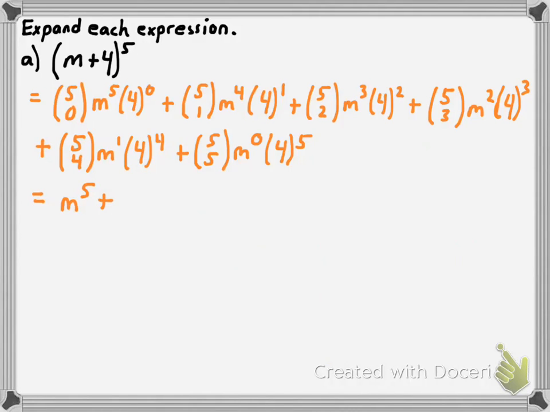And I'm going to do a couple of these terms with it and just kind of write the rest. 5 choose 1 is 5, and then you have m to the 4th times 4, so 5 times 4 is 20 m to the 4th. And then 5 choose 2 is 10. We'll have 10 times 16, so 160 m to the 5th, or sorry, m cubed. Got to count down there. And so on.